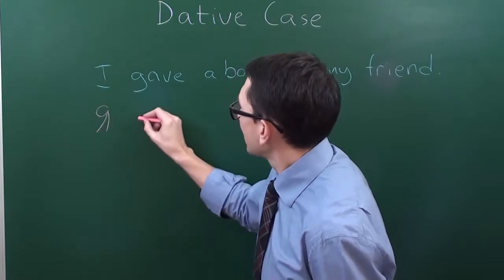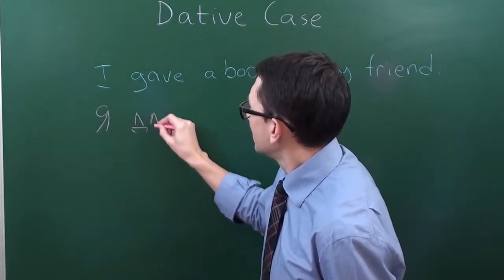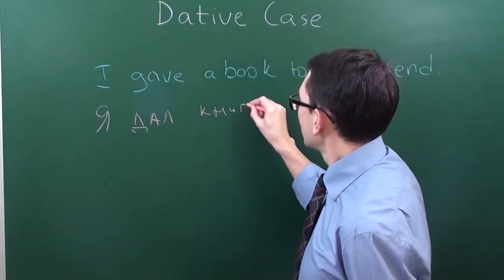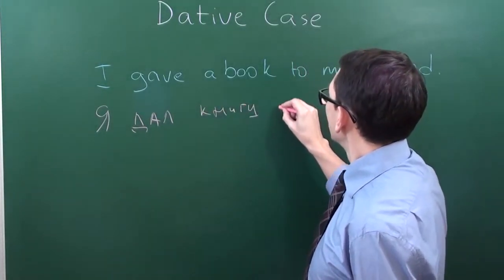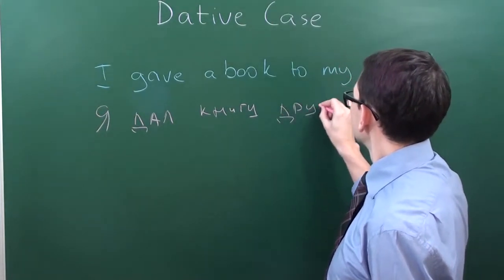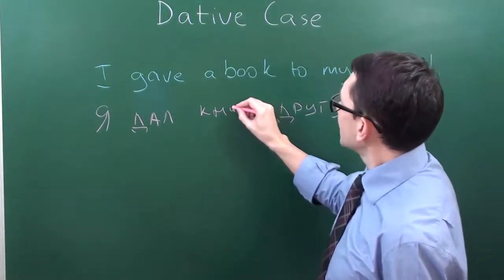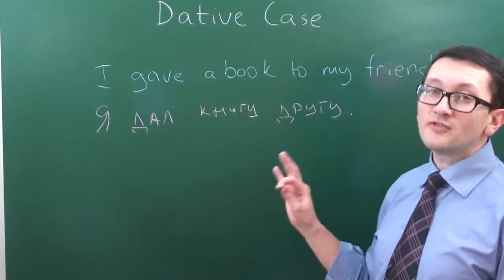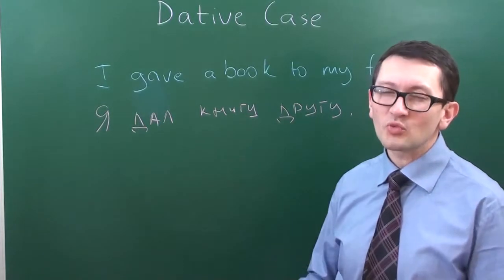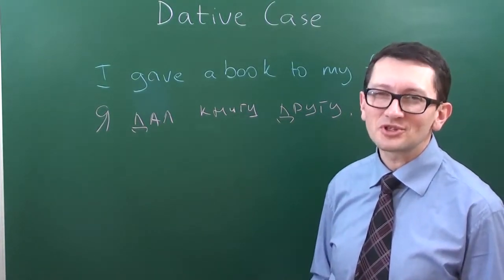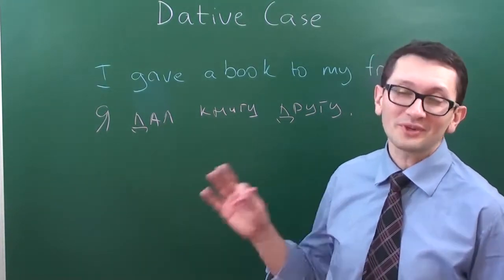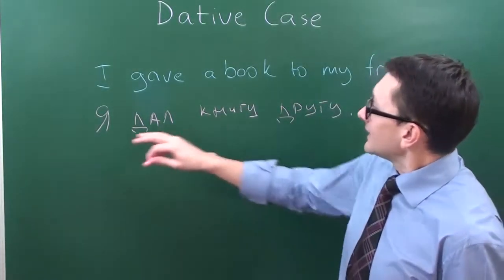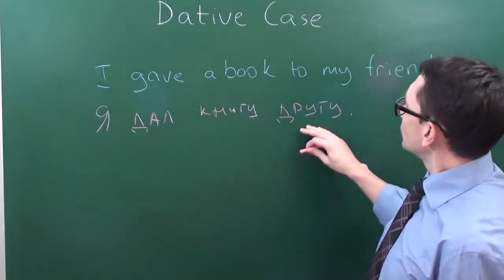Я дал книгу другу. As you can see, there are fewer words, and this is one of the reasons why I also love the Russian language, because we don't really use so many words as, for example, in English. Я дал книгу другу.